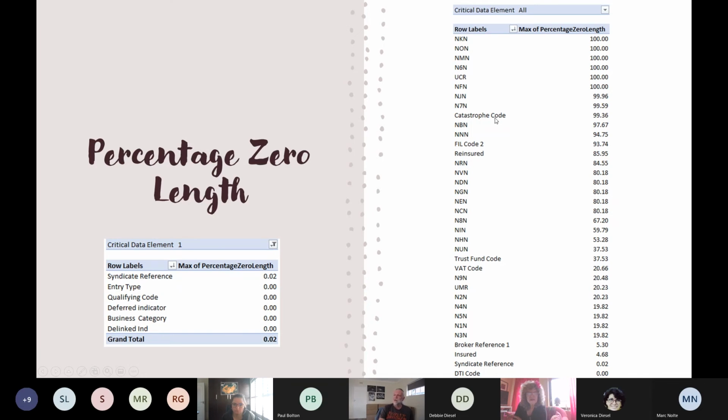And things like this, I mean, if a lot of these messages are about claims, and I don't have a catastrophe code in terms of what caused the claim, you start asking yourself questions like, how are they communicating this? Anyway, what was nice was when I filtered to just my critical data elements, hardly any of them had a percentage of zero length. So you can see here that my data is pretty clean, or my critical data is pretty clean. Unfortunately, the syndicate reference is one of the really critical elements, and I've got some missing data there. So in that situation, I would need to reject the file.